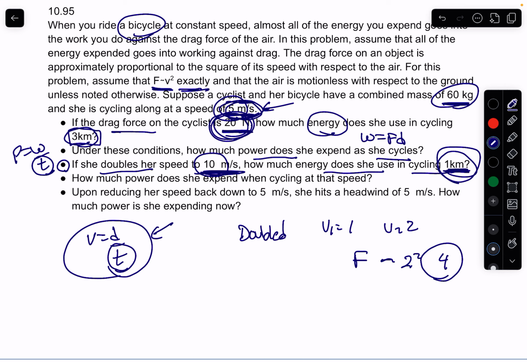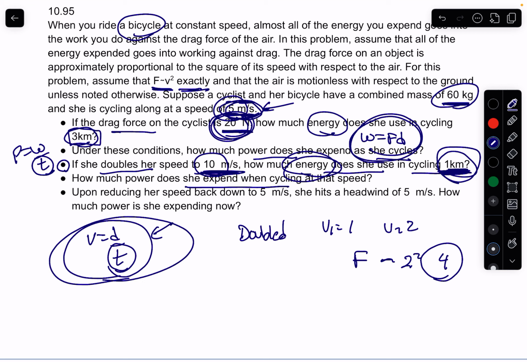And if you know that's 80 newtons, you can solve for the power. How much energy? That's it. Work is force times distance. Now note here, it's over 1 kilometer. That's where I messed up when I was doing the problem. 1 kilometer. How much power does she expend? That's where we're going to need the time from this one, at 10 meters per second.